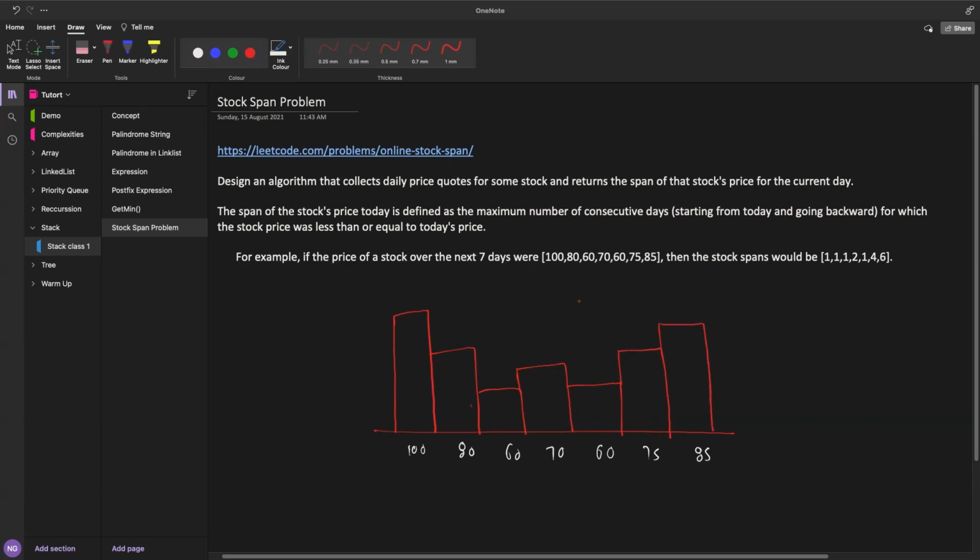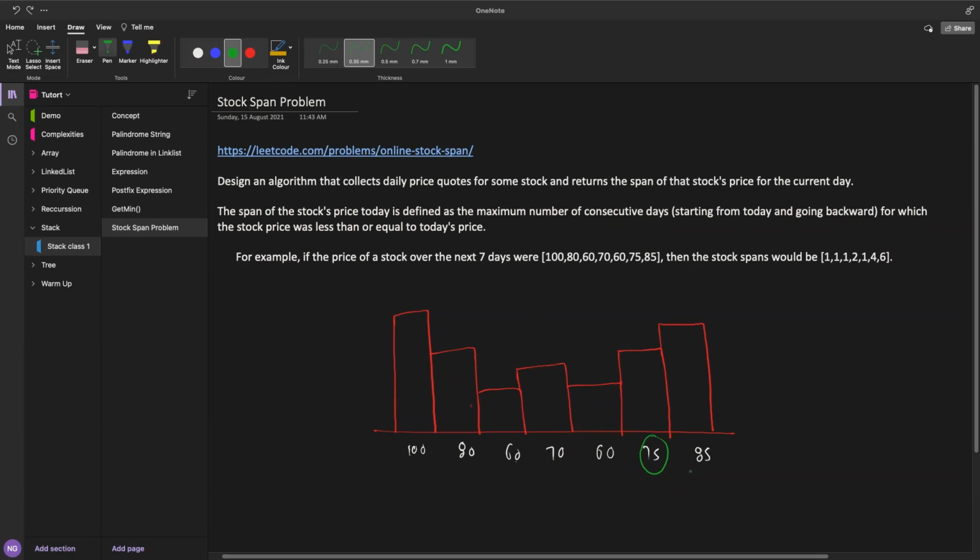So this is a bar graph. Simply, it is telling you how far back a stock is the maximum for consecutive days. For example, 75. 75 is greater than 60, 70, 60. So consecutively, it is greater than 3, and it is including itself also. So including itself, that comes to a total of 4. So for 75, you can see the answer is 4.